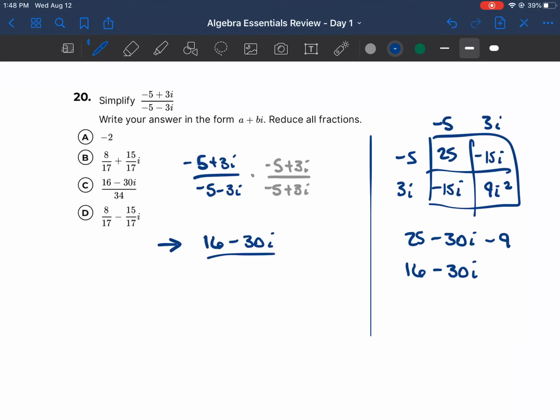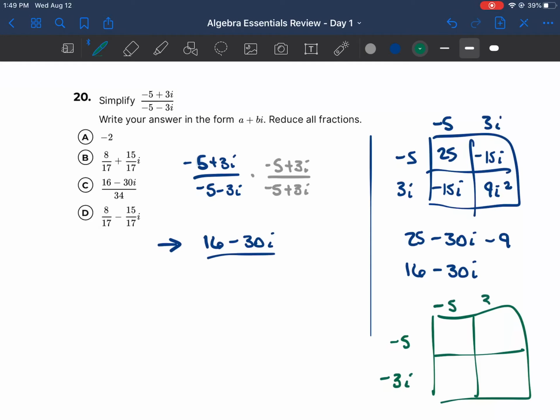Now let's try to simplify the denominator. So we're going to again do a little bit of side math here. We're going to set up another box, because we're doing more box method multiplying. But now we're multiplying negative 5 minus 3i times negative 5 plus 3i. So let's see, negative 5 times negative 5, that's going to give us positive 25. 3i times negative 5 is negative 15i. Negative 3i times negative 5 is positive 15i. And then negative 3i times 3i is going to be negative 9i squared.